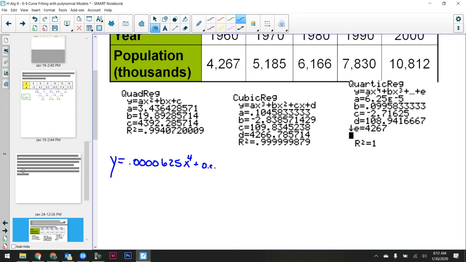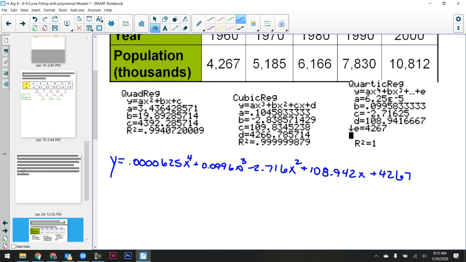plus 0.0996 x to the 3rd minus 2.716 x squared. I usually go 3 decimal places out, but I didn't want to just go 3 decimal places out because it would have rounded really funkily. So that's why I went a little bit more. And then we have x as negative, oh no, I already did that one. We have 108.942x plus 4,267. So that's the polynomial. That is the best fit for the data.